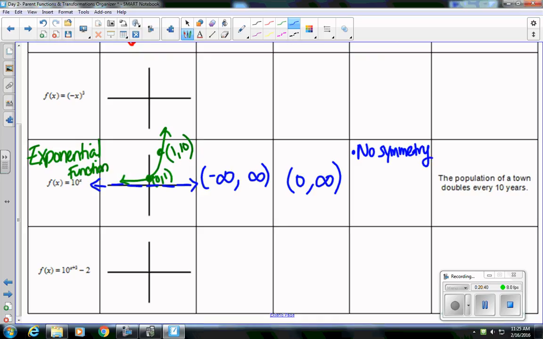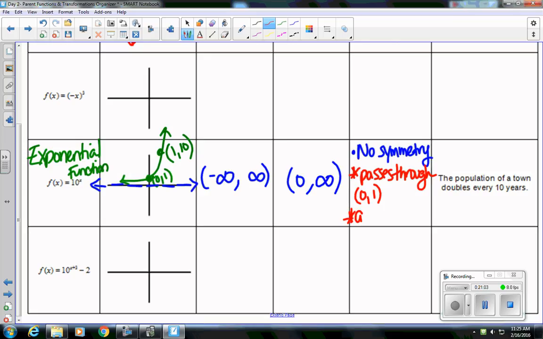And there are no transformations. So we do have some room here. Let's just make ourselves a couple of notes. It passes through the point 0, 1. So our parent function will always pass through 0, 1. If there are transformations, that point will move along with those transformations.